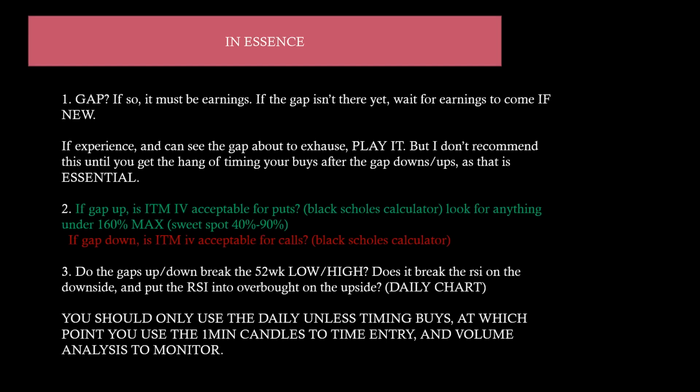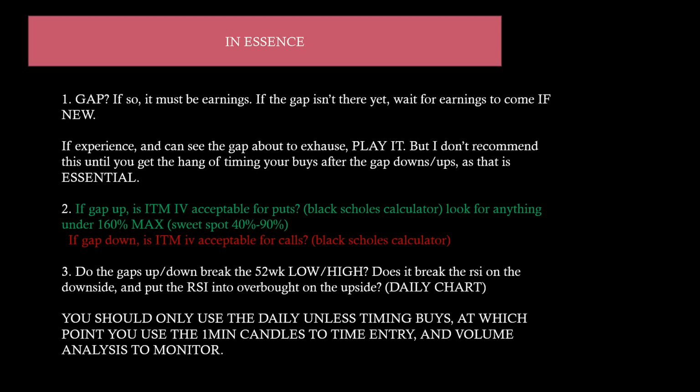So again, 1, gap, if so, must be earnings. 2, if gap up, is the in the money IV acceptable for puts? Use the Black-Scholes calculator. There's a tutorial on the README page in the Discord if you would like to know how to do that. But yeah, you want to look for anything under 160. I like to personally cut off at 160.